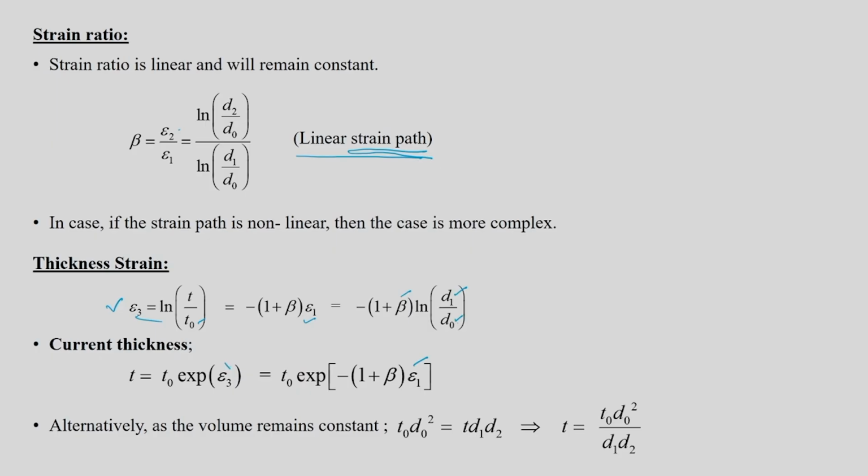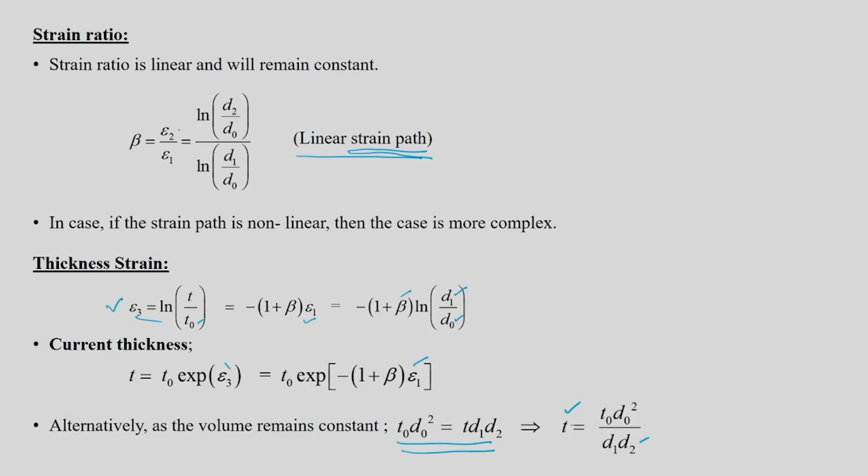Alternatively, you can get t as volume remains constant in a particular grid. You can get this equation, and from there you can get t. t is nothing but t naught d naught square divided by d1 d2, where d naught is the diameter of the initial circle grid, t naught is the original thickness at that location, and d1 and d2 are the new dimensions of that ellipse. That will give you t. So either you can get t from this or you can get t from this.